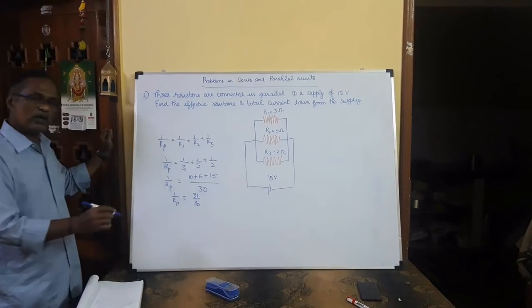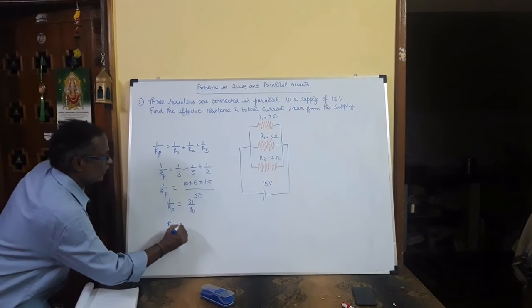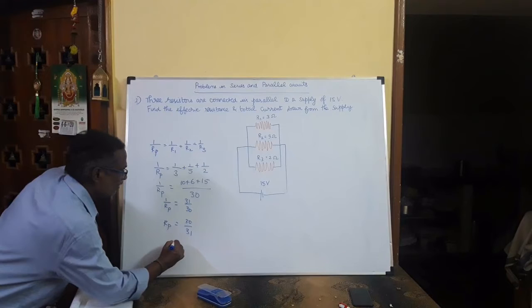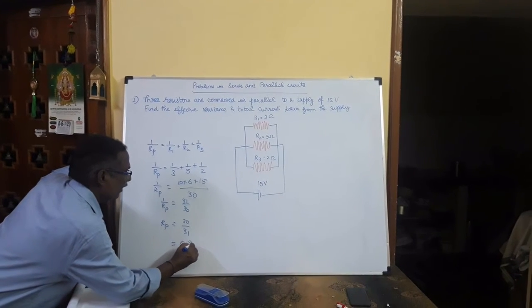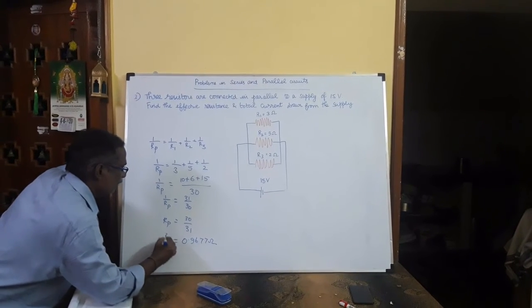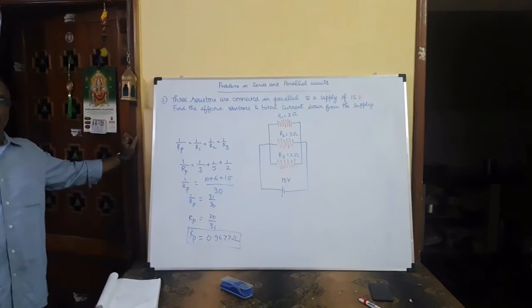If you take the reciprocal of 1 by Rp, you get Rp. So Rp is equal to 30 by 31, which is 0.9677. This is our Rp. We have calculated the value of Rp.